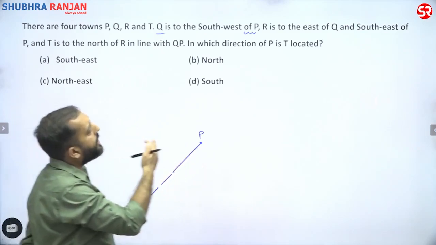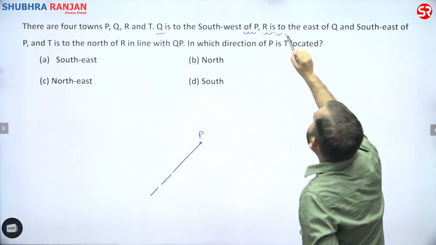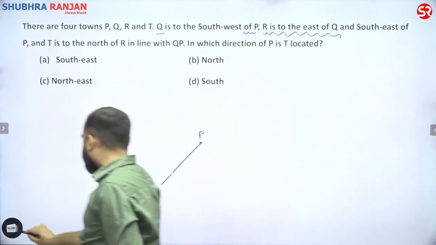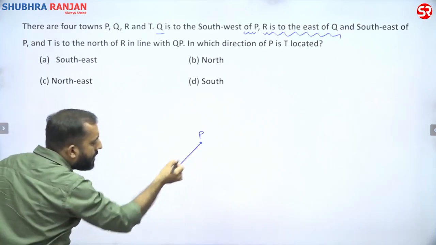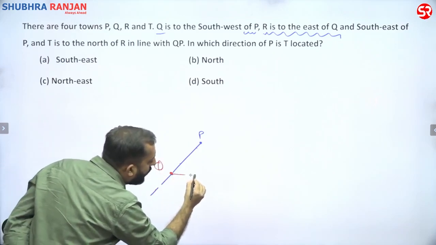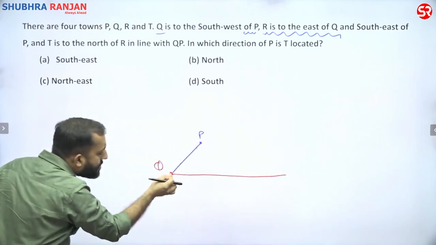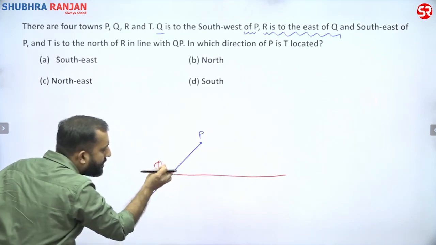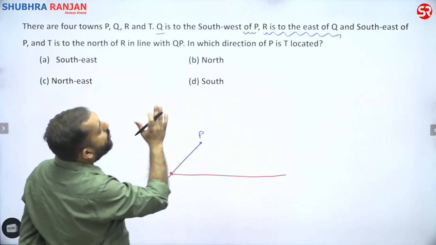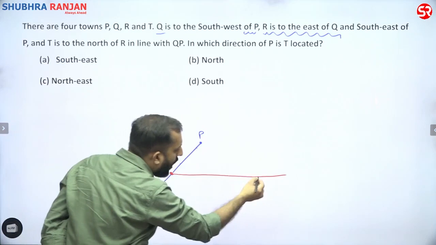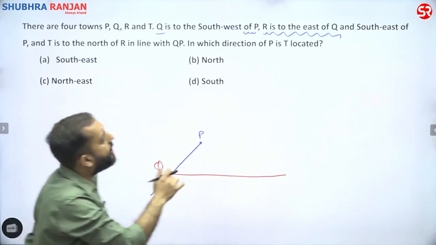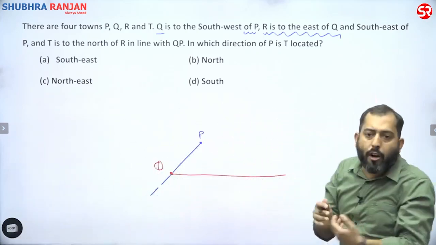Done? Now the next, R is to the east of Q. So let's say on this line, this is point Q, then point R must be east of Q. So point R must lie on this line that originates from Q. Getting it? Okay. So R will lie somewhere on this line that originates from Q. Okay, this is done. But I cannot fix the position of R yet.